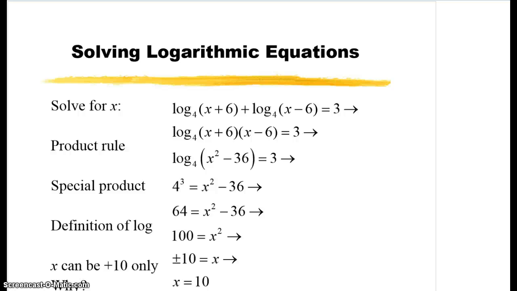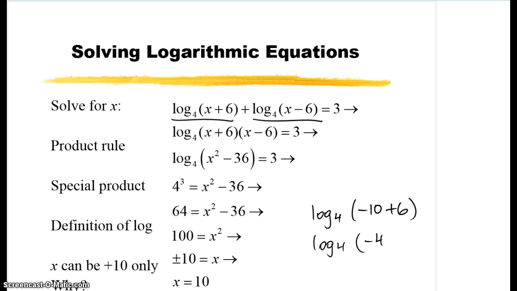Notice if you take x to be negative 10, then in either one of those first two expressions we started with, let's take the first one for example, replace x with negative 10, then you would get the log of a negative number. And what's the problem with this? Well, remember, this just means find me the exponent, right? So in other words, this just means 4 to what power will give me negative 4? And the answer is none.